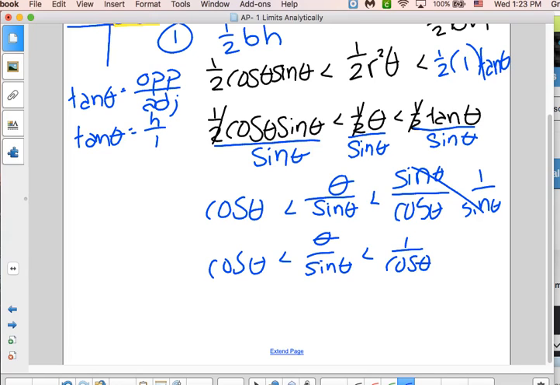And that's all just from looking at that picture on a unit circle of comparing a triangle to a sector to a larger triangle. The thing is, we're trying to get at what is the limit of sine x over x. Right now we have theta over sine theta. So what is the only thing that's making this not correct? Yeah, we need to take the reciprocal of this. Because we're trying to get at what is sine x over x, sine theta over theta, same thing. So we're just going to reciprocate this.